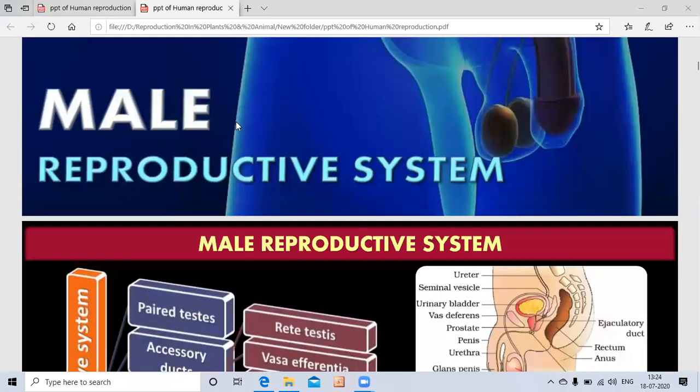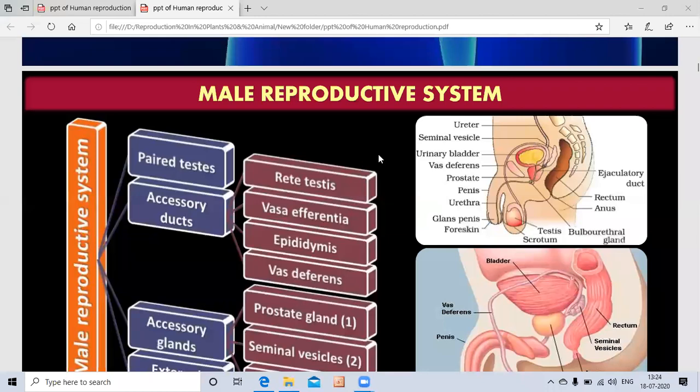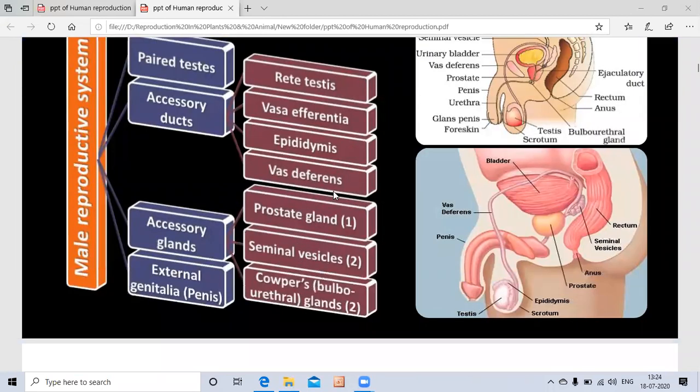So we will start with the male reproductive system. The male reproductive system consists of different organs, meaning reproductive structures. You can clearly see the ureters here, a long, hollow pipe. Then seminal vesicles, urinary bladder, vas deferens, prostate gland, penis, urethra, foreskin, testis, scrotum, rectum, anus, bulbourethral glands, ejaculatory ducts. All these are parts of the male reproductive system. You can take a screenshot.